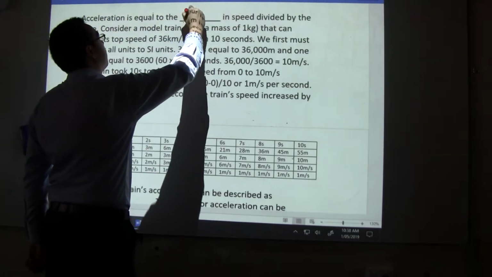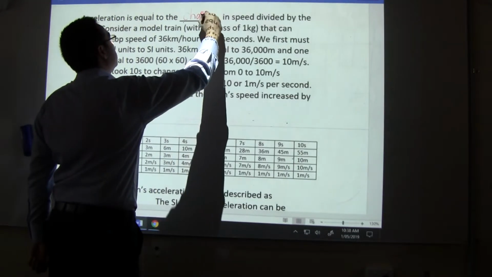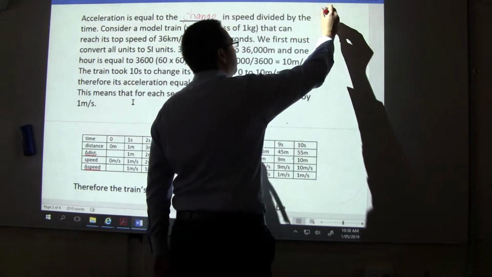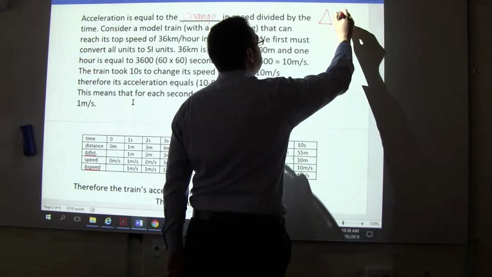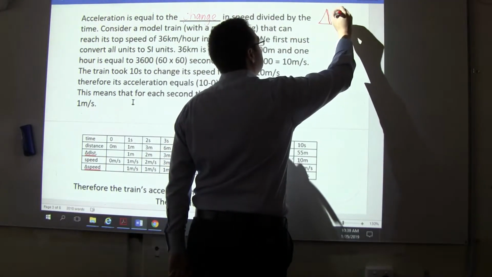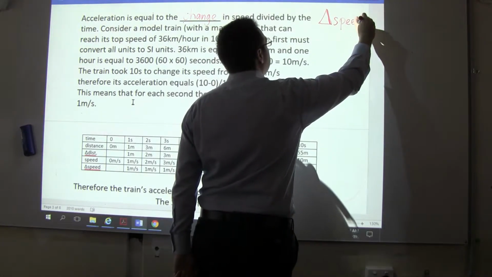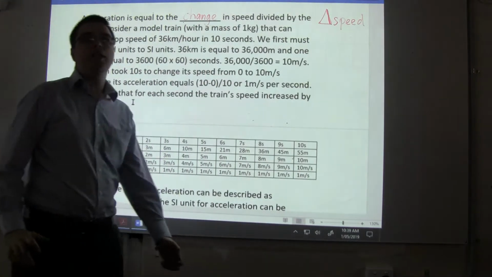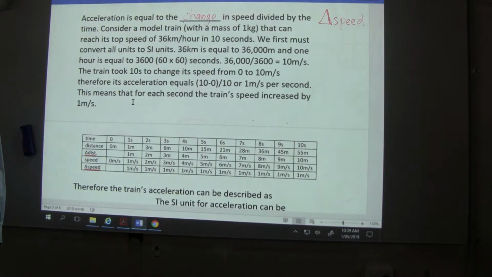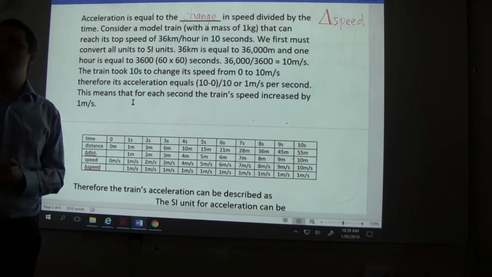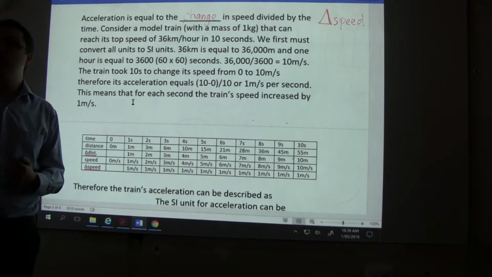The change in speed divided by time. A way that we like to say the change in speed is the delta speed. Delta is a Greek letter, and we can just remember that delta speed just means the change in speed. It's just a symbol for saying the change. So what we could do is take the final speed minus the starting speed, and that will give us our change in speed.